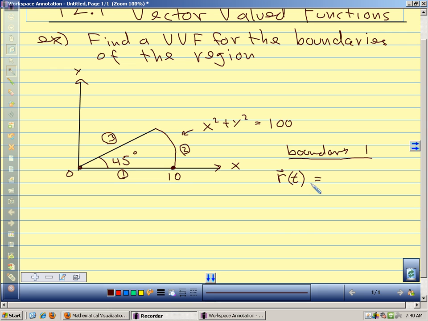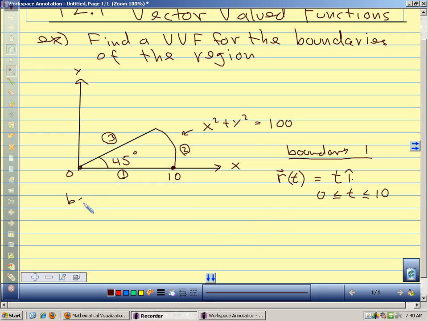R of t equals, when we want to travel from here to here. So we want a function that lets us travel along here as our parameter changes. So you're on the right track. t i. And our limits on t, 0 less than or equal to t less than or equal to 10. So as t varies from 0 to 10, we travel along boundary 1.